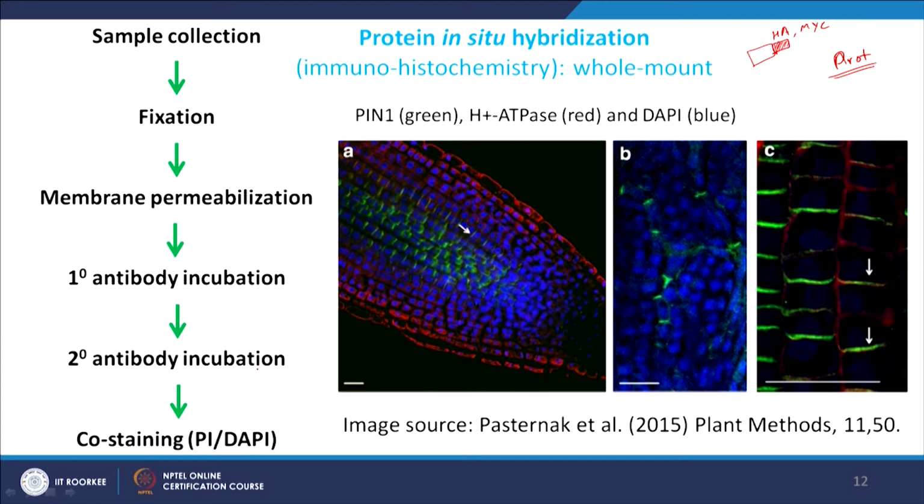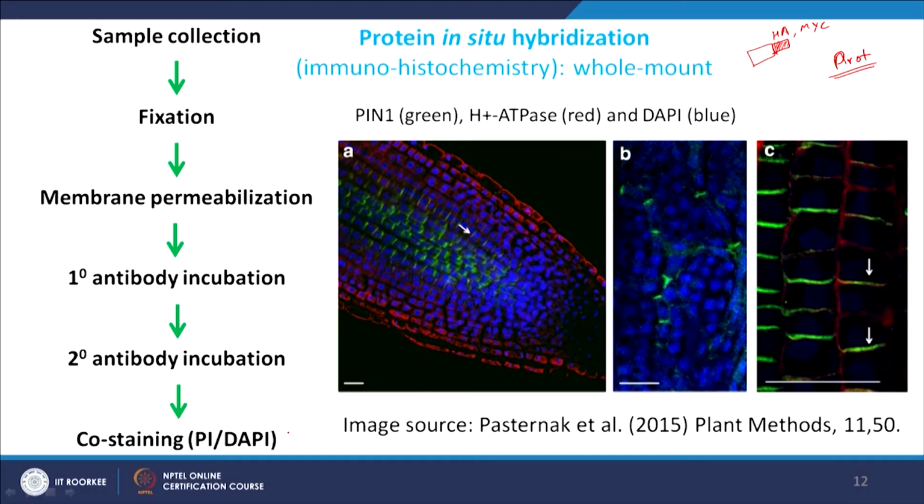If you have a primary antibody already tagged with the conjugates, if it is already conjugated, you can just use the primary antibody. Else you can first detect with the primary antibody, and then you can use a secondary antibody which is against the primary antibody, and then you can visualize the signal. Signal visualization you can do in a different way.